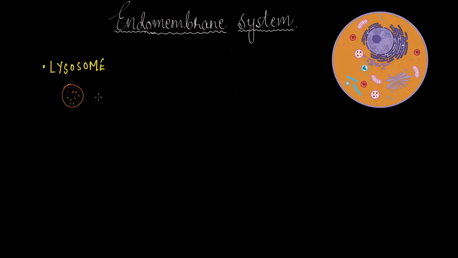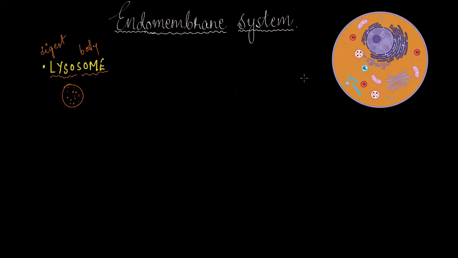And what do they do? Well, from the name, we can guess that lyso comes from a Greek word which means to digest, and soma simply means the body. So it is a body that has the potential to digest something. Now, what does it digest? Well, it can pretty much digest anything that is not good for the cell.